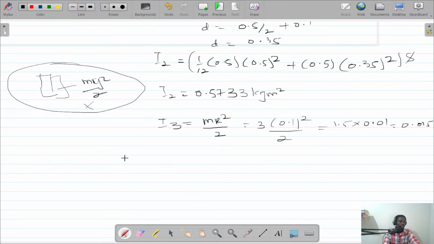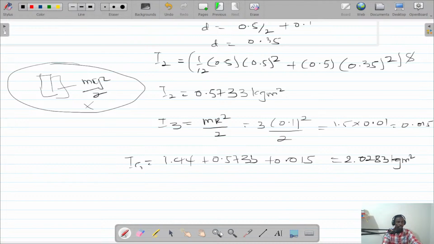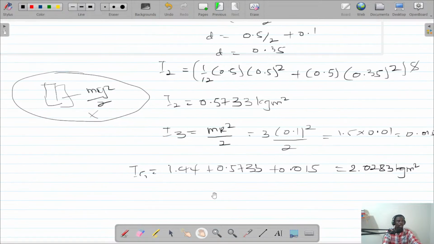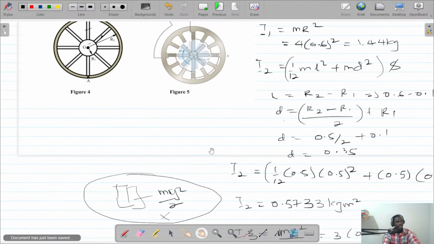So the total moment of inertia I about G will be equal to 1.44 plus 0.5733 plus 0.015, and that will be equal to 2.0283 kilogram meter squared.